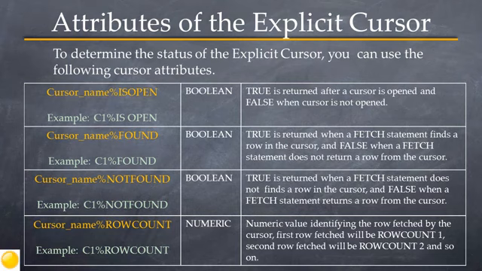The %NOTFOUND attribute is Boolean and returns true or false. True is returned when a fetch statement does not find a row in the cursor, and false when a fetch statement returns a row from the cursor. The %ROWCOUNT attribute is numeric. It returns a numeric value associated with the row being fetched. The first row fetched is row count 1 and the second row is row count 2, and so on.